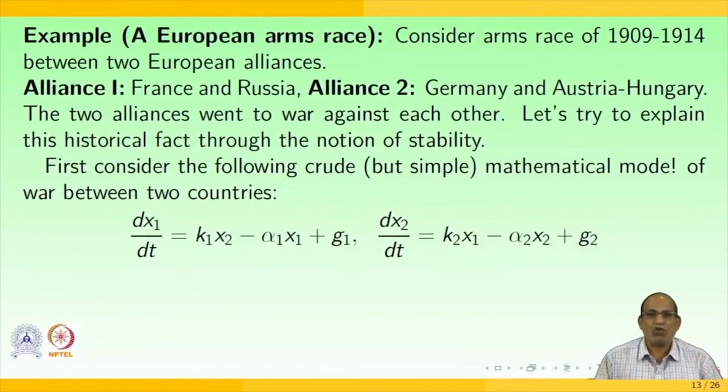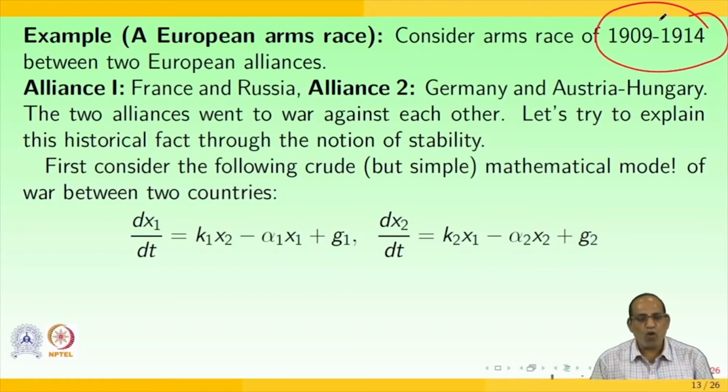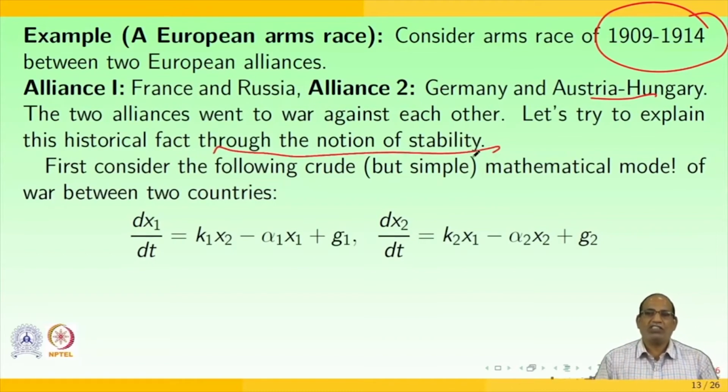We'll see a second example over here, a European arms race. In the years 1909 to 1914, between two European alliances, there was Alliance 1, France and Russia, and Alliance 2, Germany and Austria-Hungary. The two alliances went to war against each other. Let us try to explain this historical fact through the notion of stability.